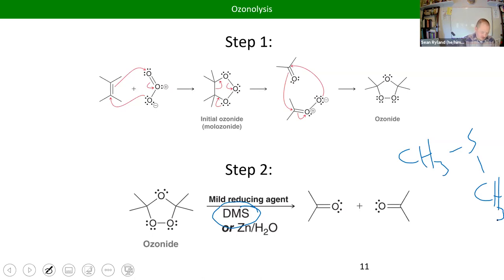And so if you expose that ozonide to DMS or zinc in the presence of water, it basically breaks that ozonide up and turns it into two carbonyls. What's going to happen is that the extra oxygen winds up getting added to the zinc or the DMS. So you would go from dimethyl sulfide to dimethyl sulfoxide, DMSO, which looks like this.